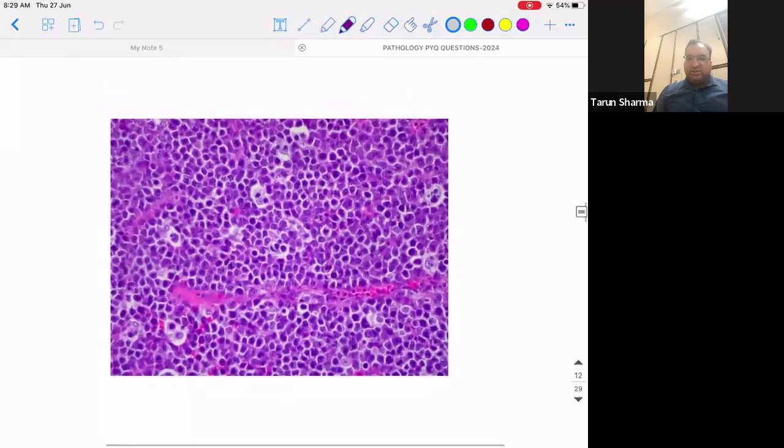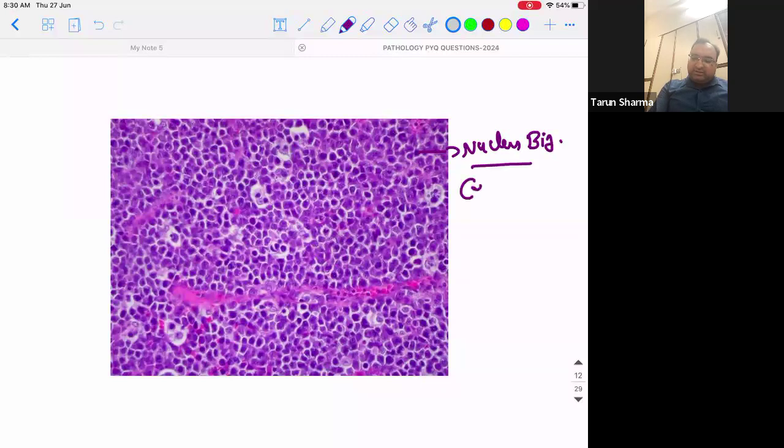I think it's a very common lymph node biopsy that is given in your exams. You can see the whole blue color appearance of the lymph node, everywhere blue. Why? Because all the cells have a big nucleus and the cytoplasm is very scanty, so you see only the blue colored nucleus. But in some cells you can see a clear cytoplasm, in these bigger cells.